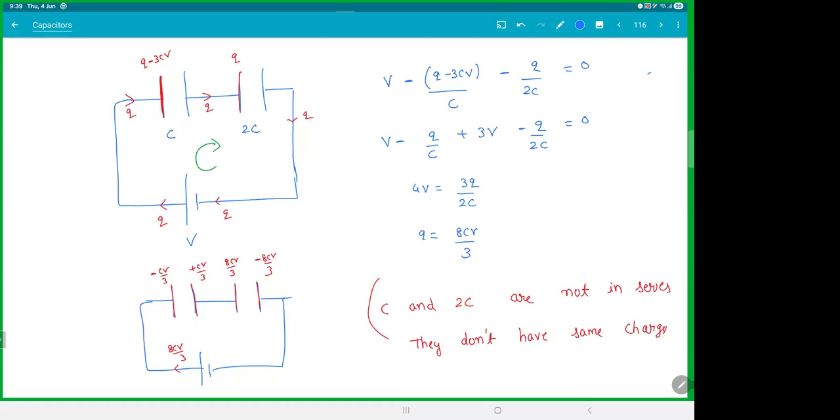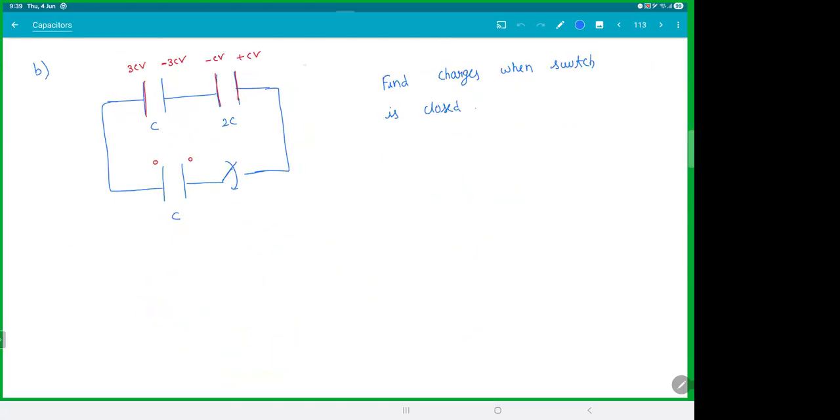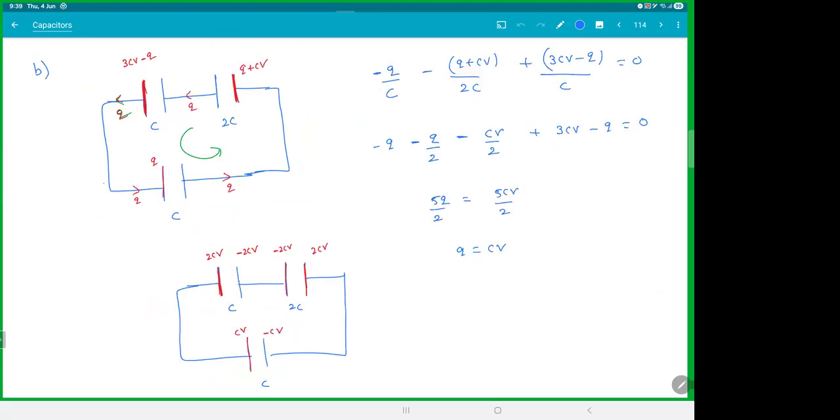Any doubts on this? This is a pretty good question. These models are really good ones. The capacitor is already having initial charge and you're putting a battery and you're doing all these things. These questions have come a lot in mains. And these questions with the three capacitors, these are very common questions in mains. As long as you remember the process, you'll be able to handle them easily.